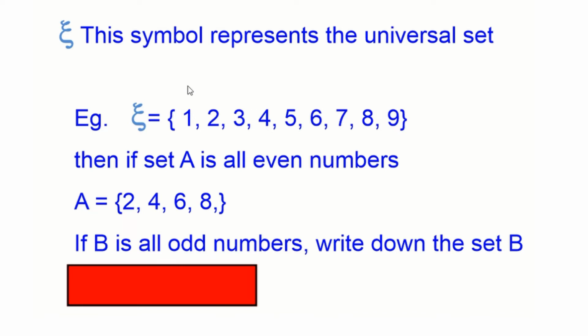So when we look at the set A, which is a set of all even numbers, we're only going to be looking at the numbers 2, 4, 6, and 8 because they're the only even numbers that appear in our universal set. So we're not going to be using numbers, say 10, 12, 14, even though they are even numbers, because they're not within our universal set.